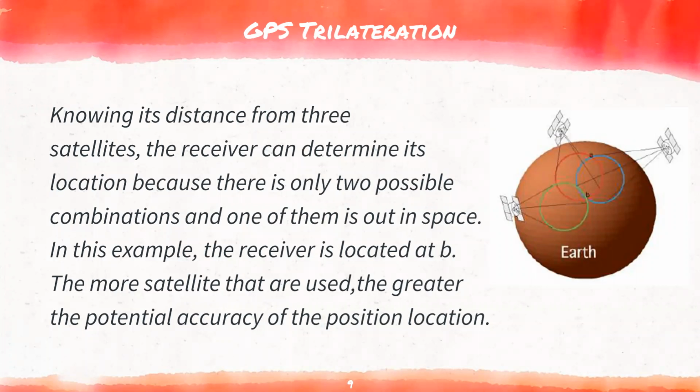GPS trilateration. As you see in the image, there are three satellites. By knowing its distance from three satellites, the receiver can determine its location because there are only two possible combinations and one of them is out in space. In this example, the receiver is located at B. The more satellites that are used, the greater the potential accuracy of the position location.